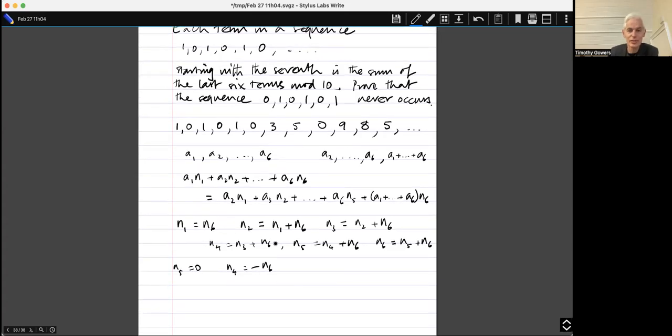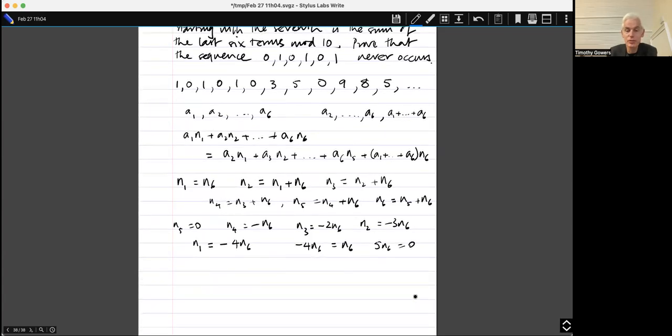Making some progress here, which means that N3, if N4 is minus N6, then N3 is going to be minus 2N6, and therefore N2 will be minus 3N6, and N1 will be minus 4N6. So minus 4N6 has to equal N6. So 5N6 equals 0, and it would be a rather boring invariant if N6 is 0, but remember we're mod 10, so let's take N6 to be 2 and see what happens.